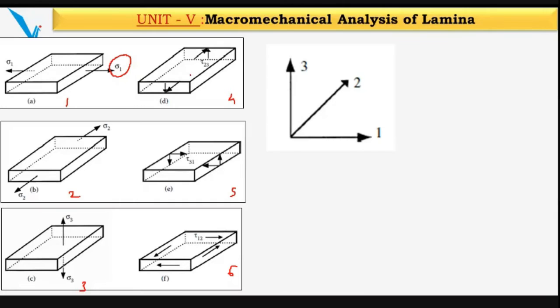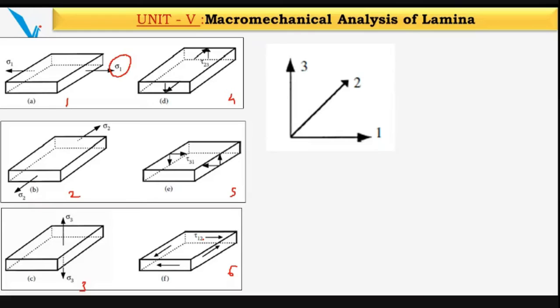In this case, all normal stresses will be 0, and the stresses tau 31 and tau 12 will be 0. Only the shear stress will be applied, or shear force will be applied in the plane 2 to 3. Other components will be 0. Here shear force will be applied in the plane 3 to 1, and here shear force will be applied in the plane 1 and 2. So we are simplifying this.